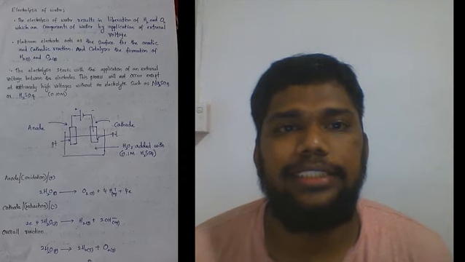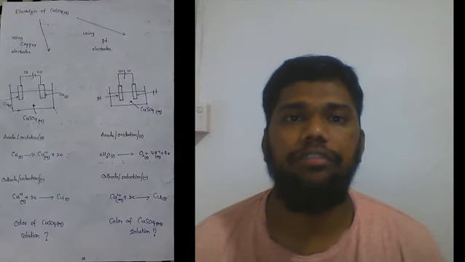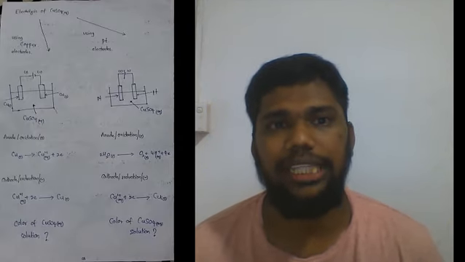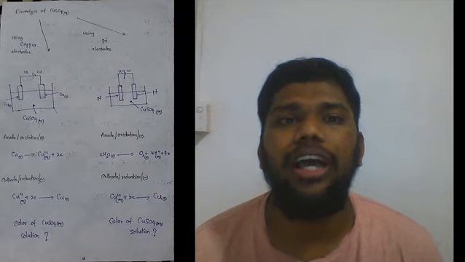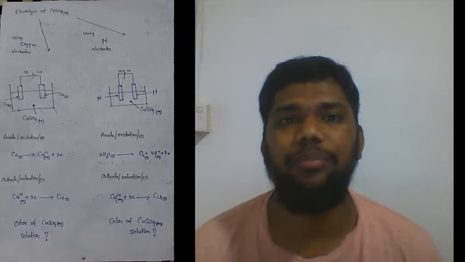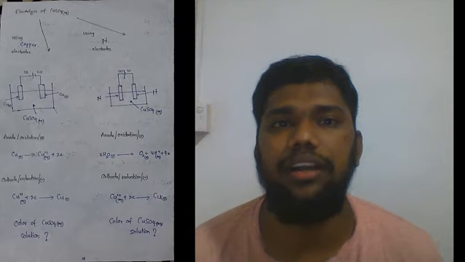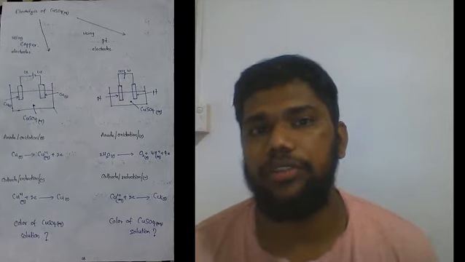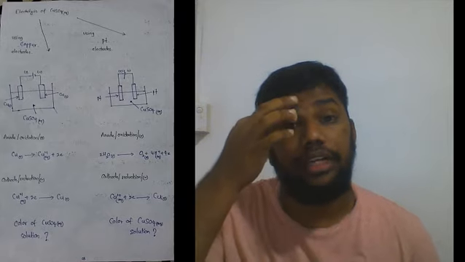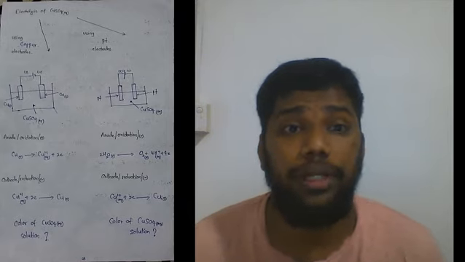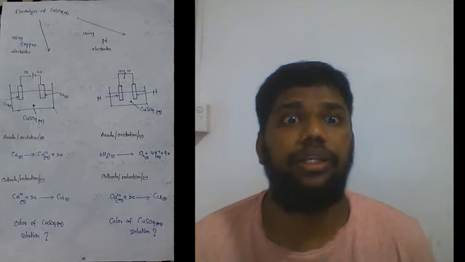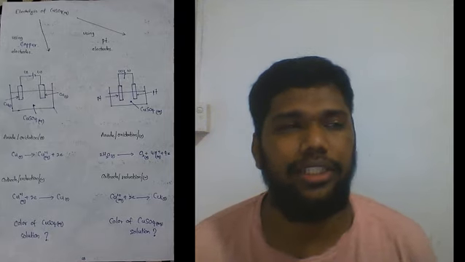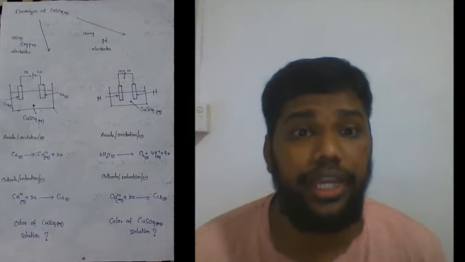Right, the next thing is electrolysis of copper sulfate. So in this case, you need to understand you can perform electrolysis of copper sulfate using copper electrodes as well as platinum electrodes. So there is a small difference where when you are using copper electrodes, copper is a reactive metal.